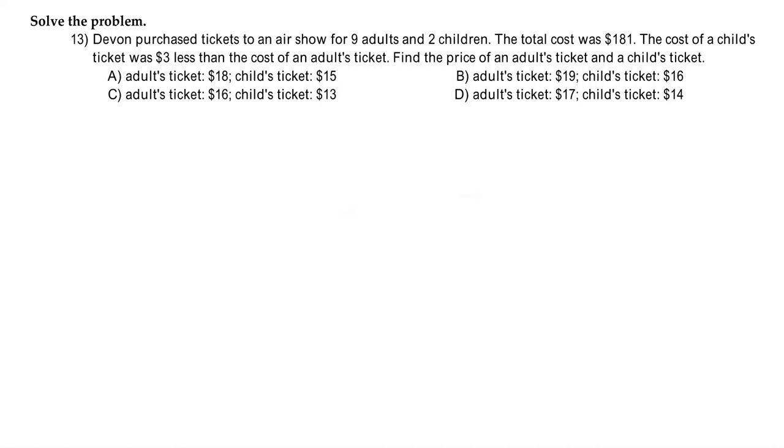So for number 13, we want to solve the problem. And here we have that Devin purchased tickets to an air show for 9 adults and 2 children. The total cost was $181. The cost of a child's ticket was $3 less than the cost of an adult's ticket. Find the price of an adult's ticket and a child's ticket.